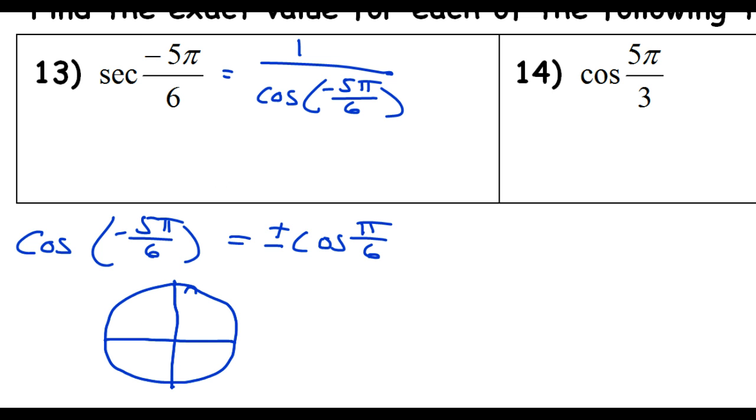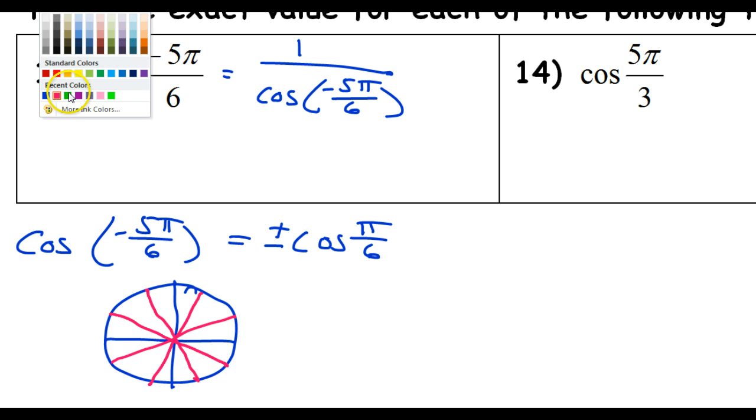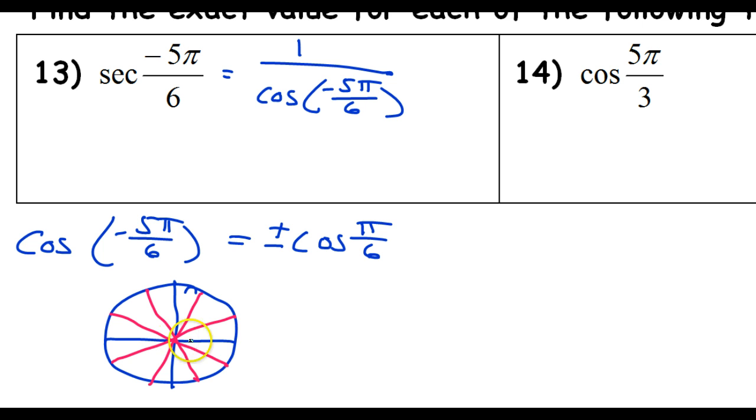So far I've got pi over 2's. If I take these and split them up into 3 pieces, now I've got pi over 6's. If I go to negative 5 pi over 6, that means I'm going clockwise. So starting from here, this is negative 1, 2, 3, 4, 5. So this would be the position of negative 5 pi over 6.